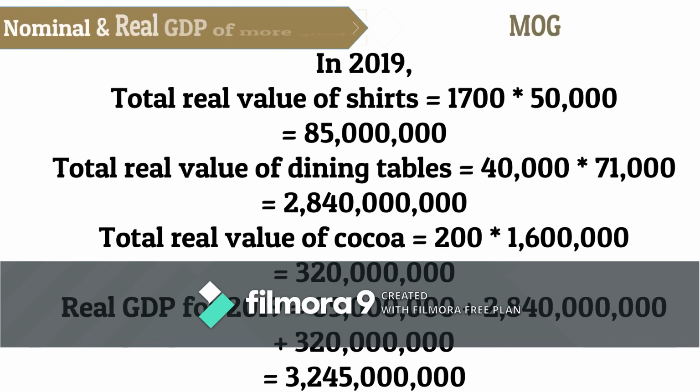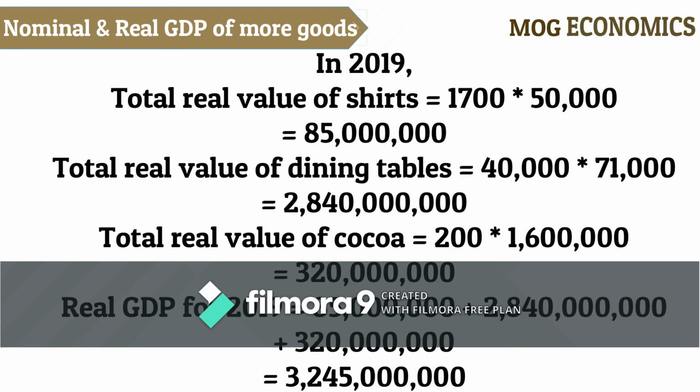In that case, real GDP equals 50,000 shirts multiplied by 1,700 naira, which happens to be the price of 2018, plus we open another bracket, 71,000 dining tables multiplied by 40,000 naira, which is also the 2018 price of dining tables, plus we open another bracket, the current number of cocoa that is produced, 1.6 million output, multiplied by 200 naira, close the bracket. And our final answer is 3 billion 245 million.